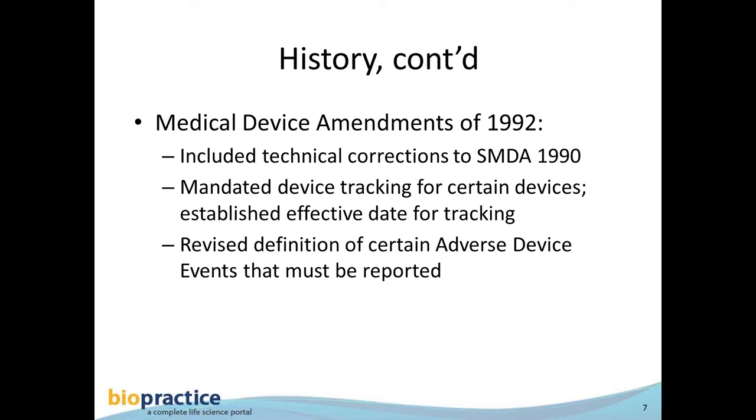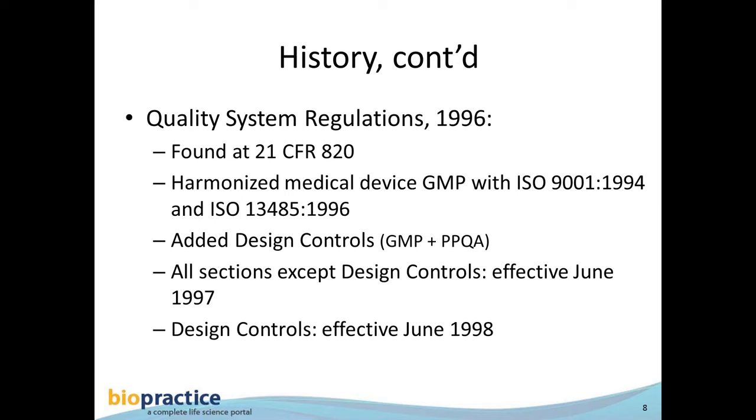Then there were the medical device amendments in 1992 that had to do mostly with tracking for certain devices and revising the definition of certain adverse device events that must be reported. The next major piece of legislation was not a law, but it was the Quality System Regulations in 1996, promulgated under FDA's authority to define good manufacturing practices for medical devices. It essentially harmonized the medical device GMP with what were then the ISO 9001 and ISO 13485 standards in effect at that point in time.